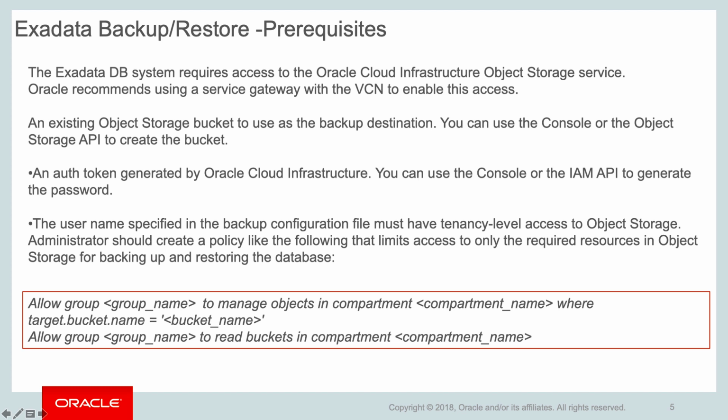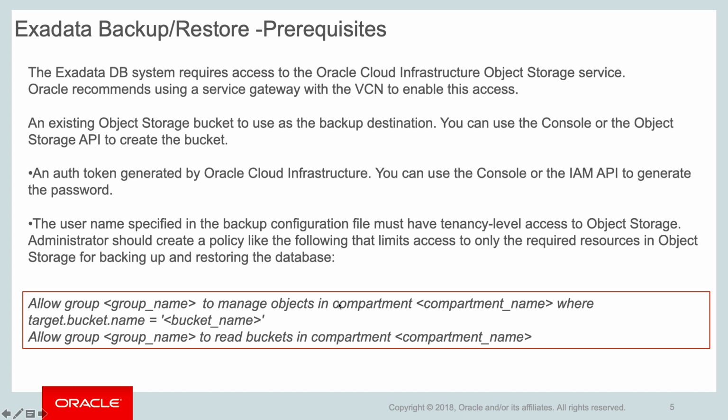You need to have the username, which will be specified in the backup configuration file, and it must have tenancy-level access to object storage. So you need to have a policy which will allow you to access the object storage bucket within your tenancy, and policies can be written by your administrator. One example is: allow group name to read bucket in compartment with your compartment name.